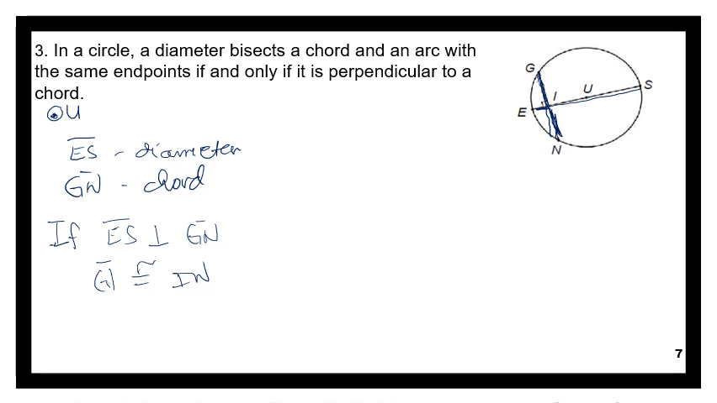So, what will be the measure of GI? That will be the measure of IN. If this is 4, then automatically that is 4. Then, we can also conclude that arc GE is also congruent to arc EN. Whatever the measure of GE is, that is also the measure of EN. So that is theorem number 3.